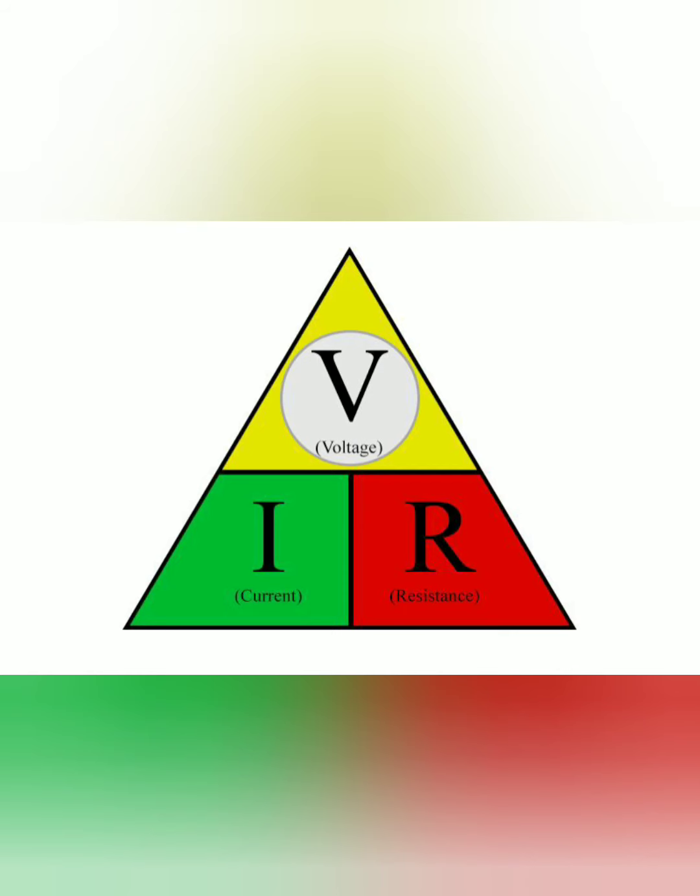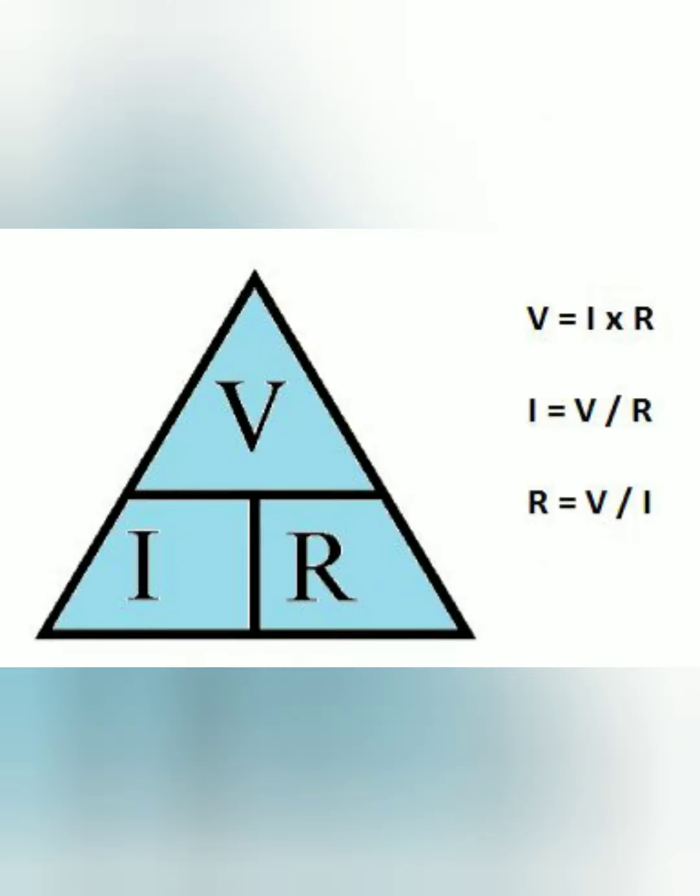Hello students, in the previous session you learnt about the meaning of resistance and Ohm's law. Now let us continue with the topic of resistance. From Ohm's law we have V is equal to I into R, that is, across the ends of a conductor, potential difference is given by the product of current and resistance.